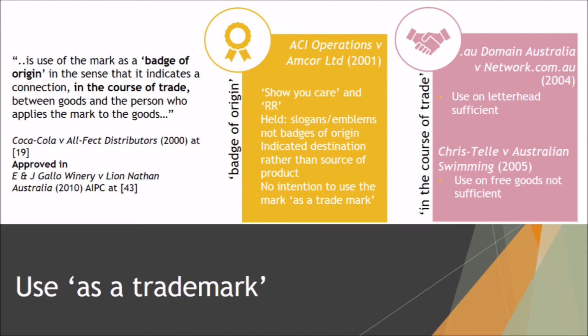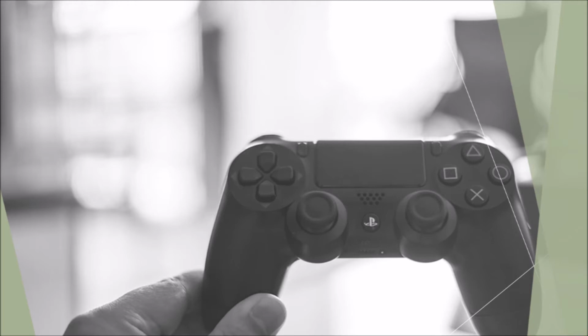To do so, it should be used as a badge of origin, indicating the source of goods in the course of trade. In ACI operations in Amcor, it was stressed that a trademark must indicate the source of the product, not its destination, while in Christel and Australian Swimming, use on free goods was held not to be in the course of trade. Trademarks are also required to be used in relation to the goods or services specified in their application.